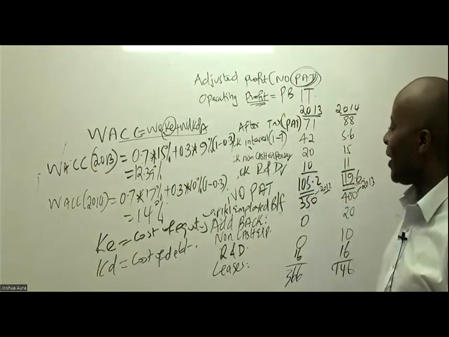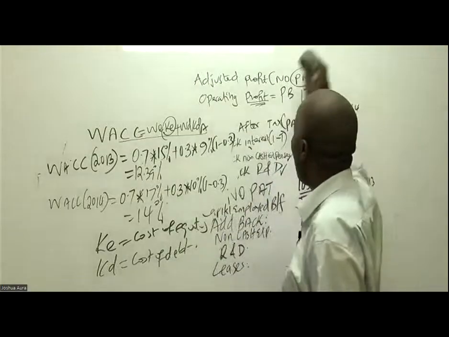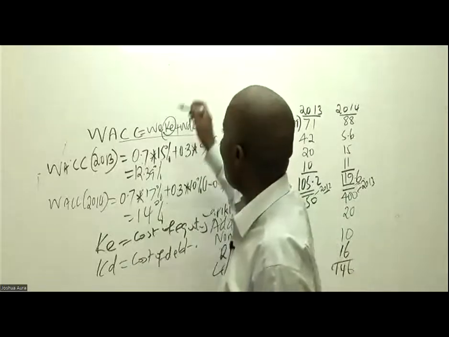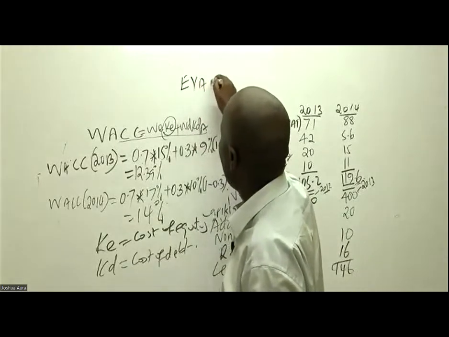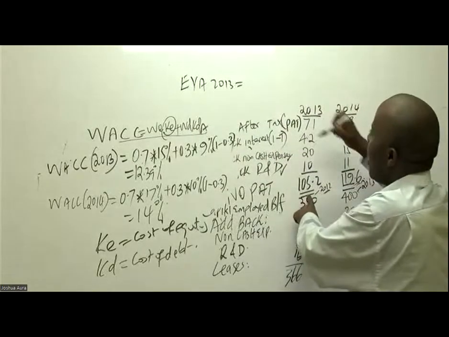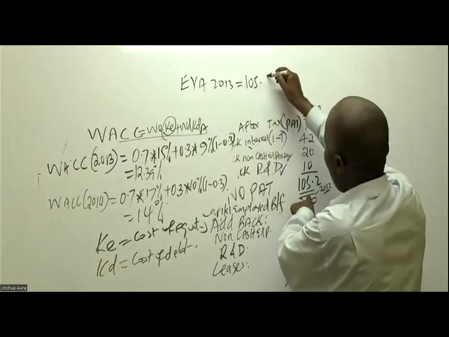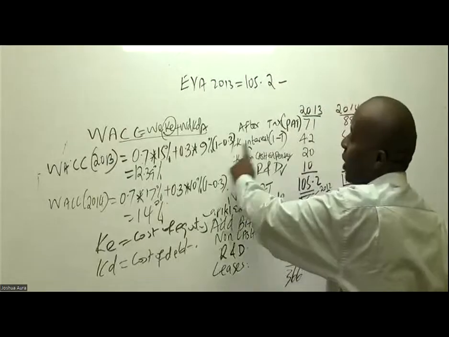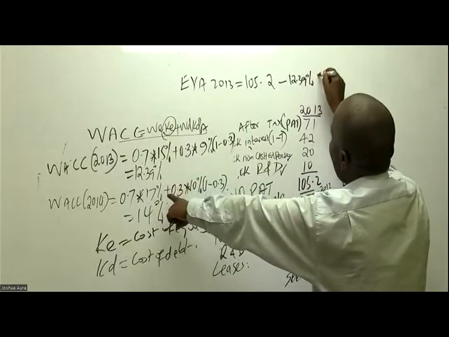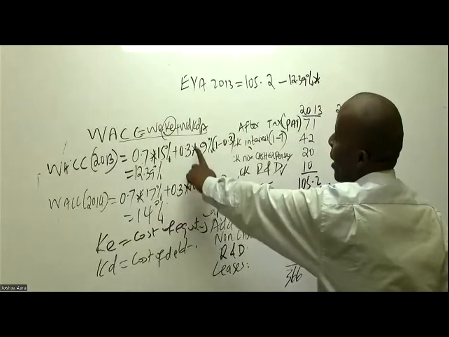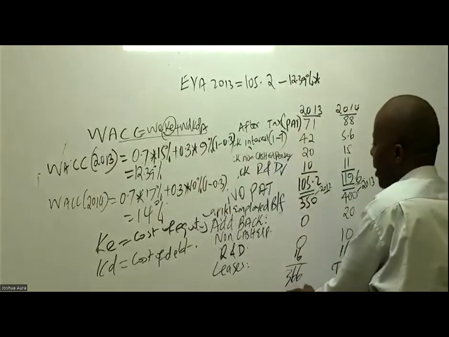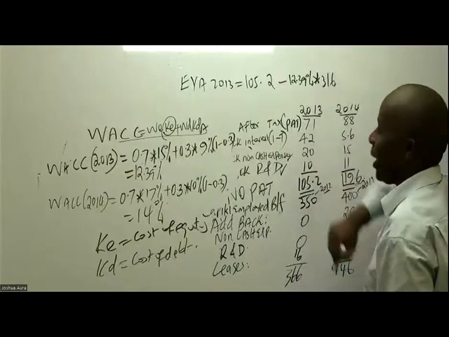Now, ladies and gentlemen, after that we should be able to get what we call EVA. So come and give us EVA. For 2013, NOPAT is given here: it is 105.2 minus the WACC of 2013, which is 12.39%, multiplied by the capital employed in 2013, which is 316.